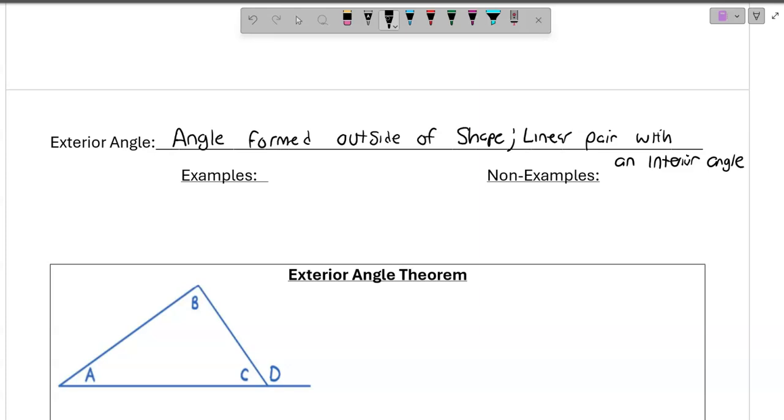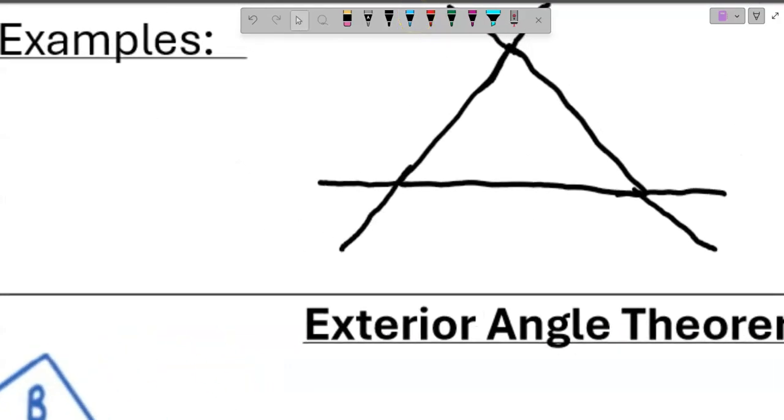So what do I mean by that? Well, let's draw a picture here below of a triangle. And what I'm going to do is extend all the sides here, all the sides, like so. So let's just focus maybe on this bottom intersection here, bottom left.